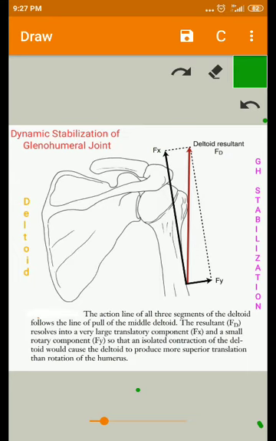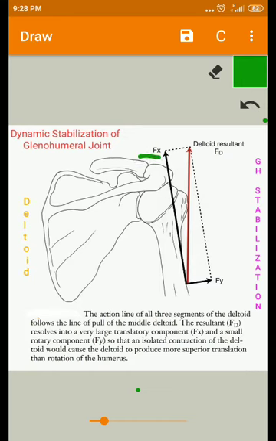As we know, it is generally accepted that the deltoid muscle is a prime mover, along with the supraspinatus muscle, for glenohumeral abduction. The deltoid is a prime mover along with the supraspinatus for glenohumeral abduction. And the anterior fibers of the deltoid are also considered a prime mover.